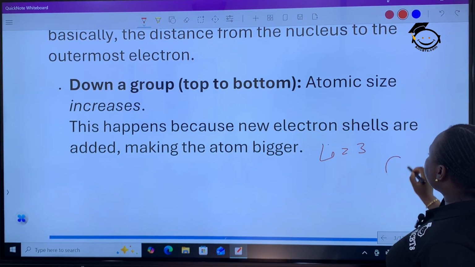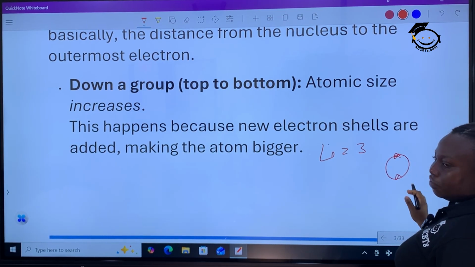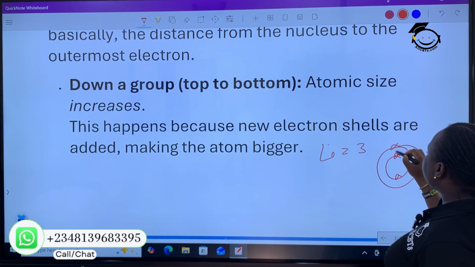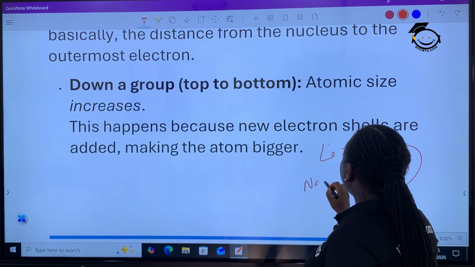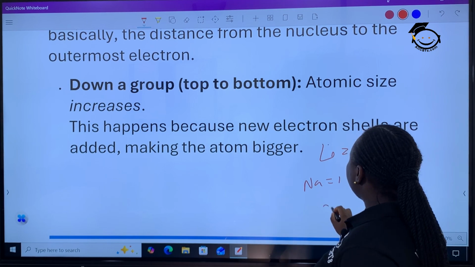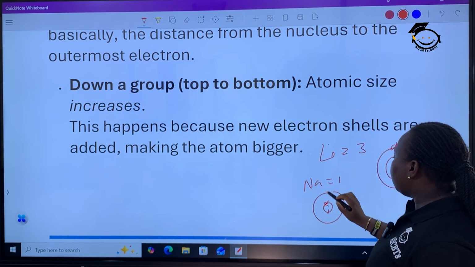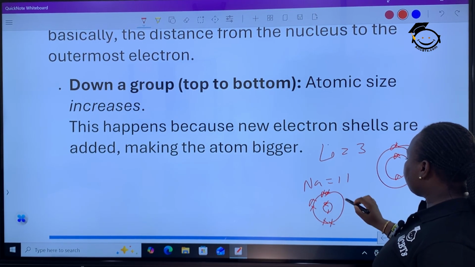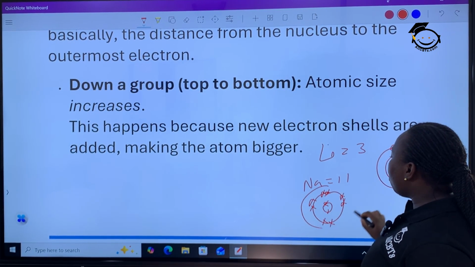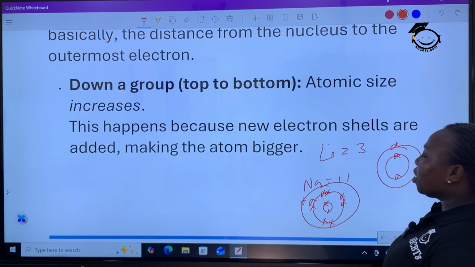If you want to draw it, there are 2 electrons on the first shell. The second shell, we have 1 electron. Now sodium, which is 11, if you want to draw the shells, 2 here, 8 here, and 1 here. Now let us count how many shells.